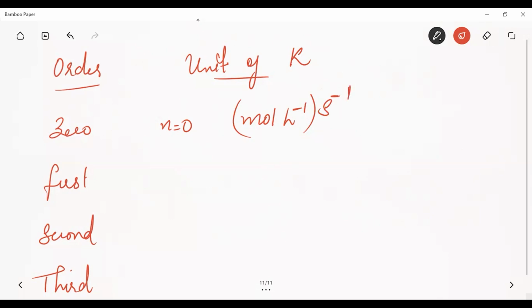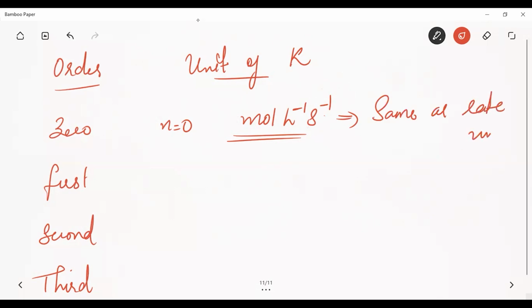So what do you understand from this? This is the same as the rate unit, right? S raised to minus 1. So you can write that it is the same as the rate unit. Okay, very important. Which order has the unit of rate constant same as the rate? You have to write down zero order.